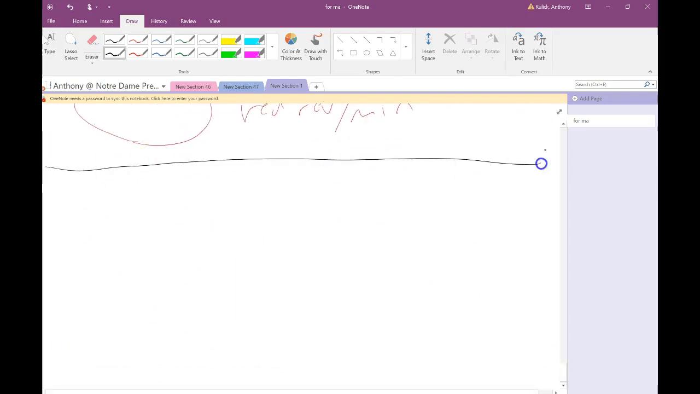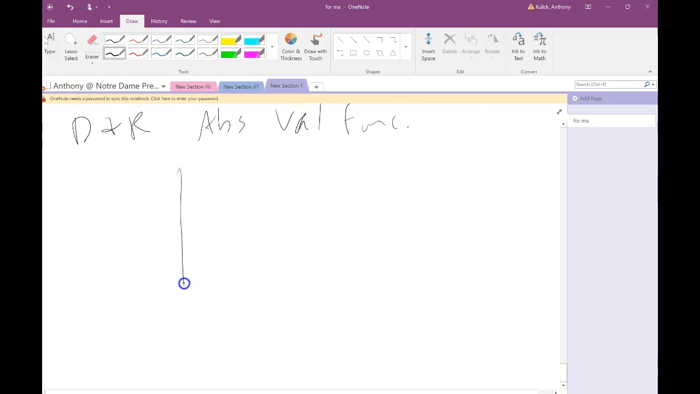Yeah, so if we're talking about domain and range for absolute value functions, there's two different ways you could do that. You could look at some graph. So, let's say this is my absolute value function.